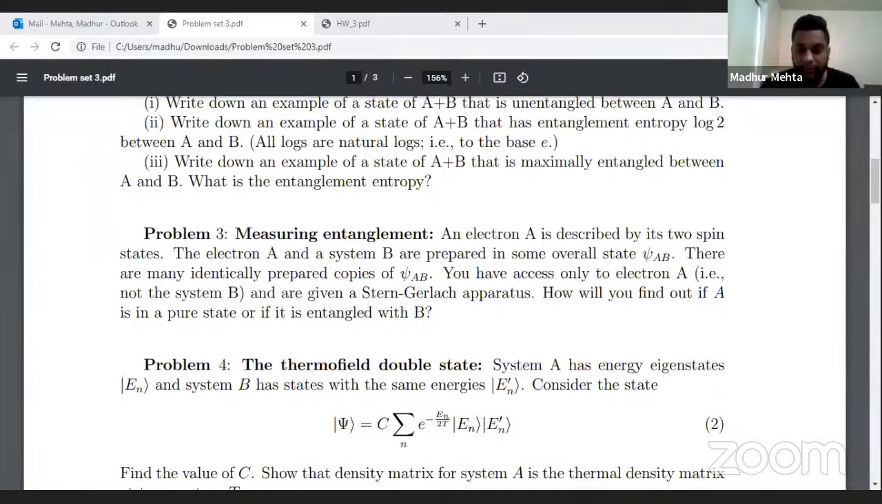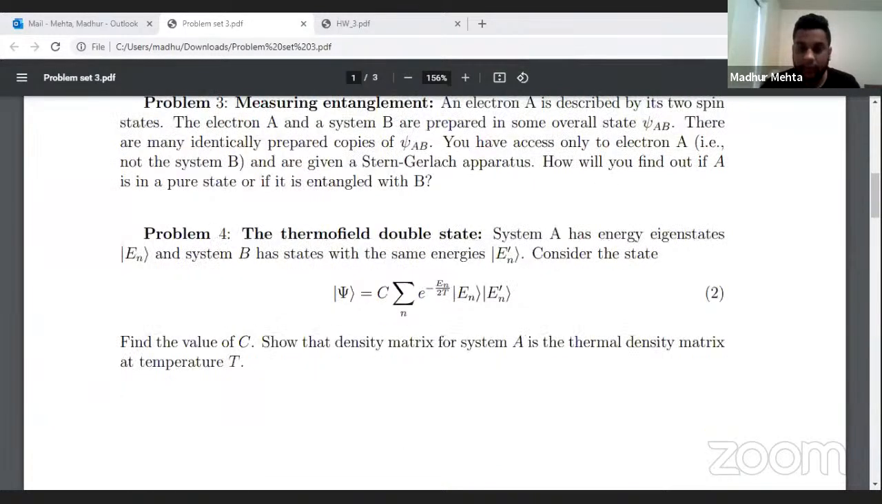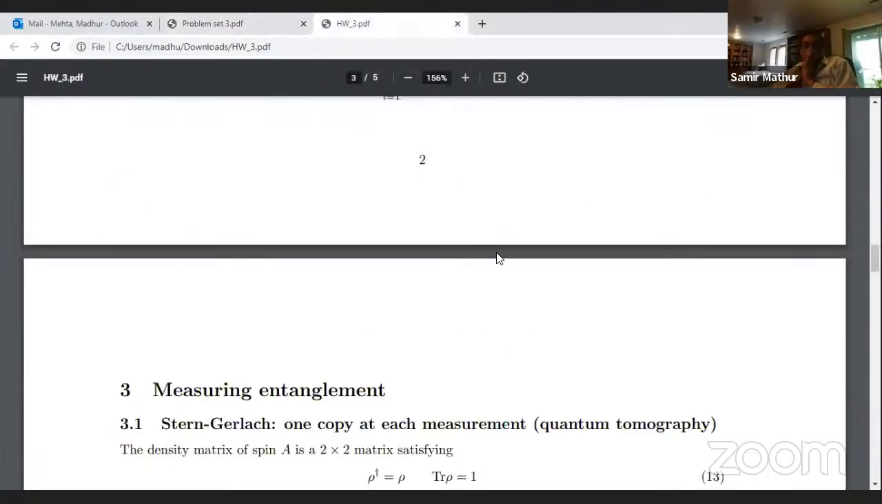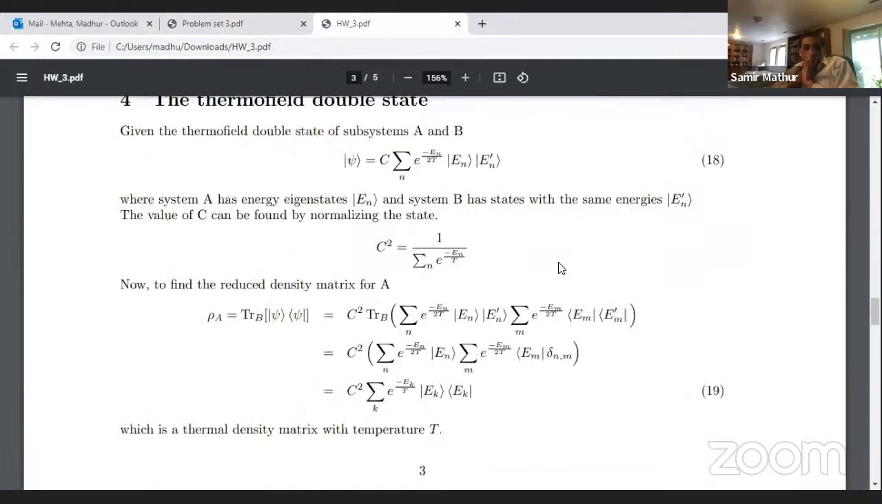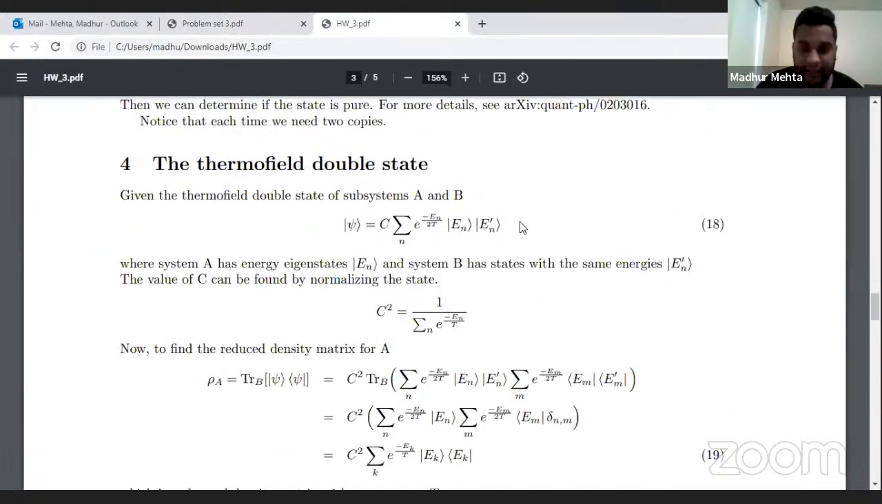So the next problem is kind of a smaller version of the upcoming problem. This is a thermofield double state, and we wish to find C, which can be found by normalizing psi. And we need to show that this is a density matrix, the thermal density matrix at temperature T. So we write psi, and by normalizing, I find C squared is equal to this.